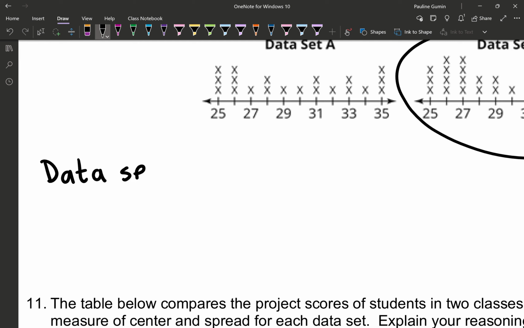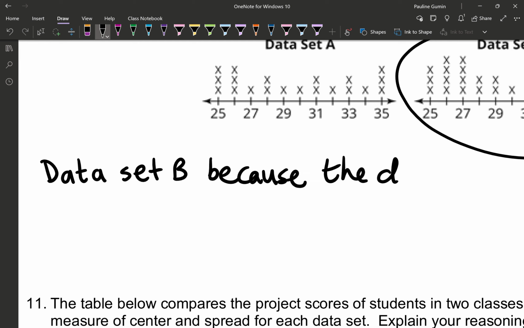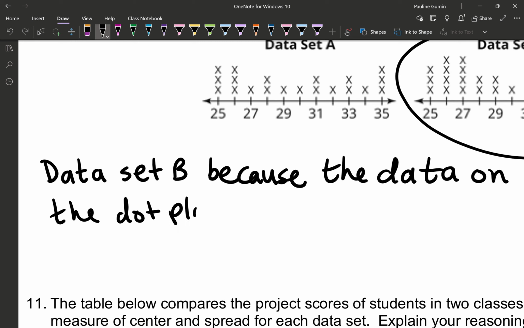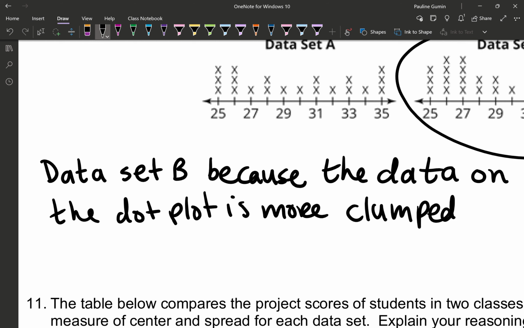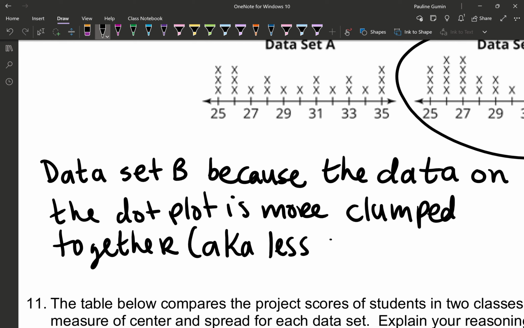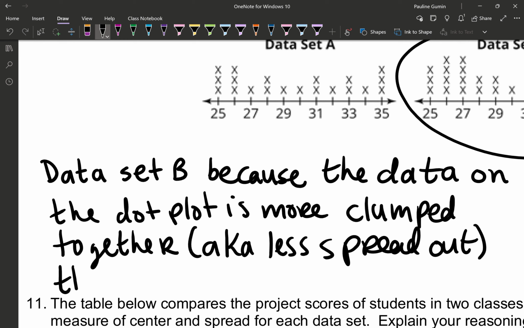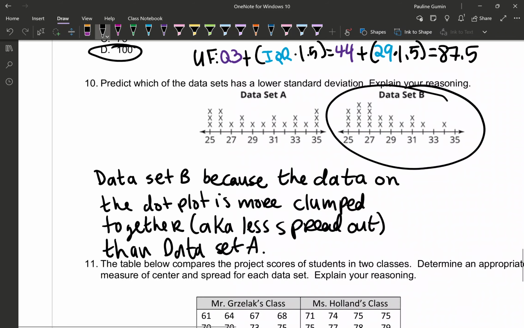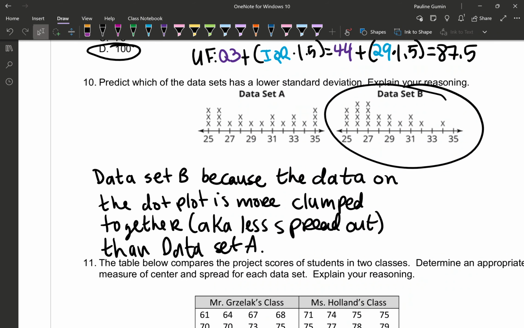Data set B, because the data on the dot plot is more clumped together, aka less spread out, than data set A. Less spread out means lower standard deviation.